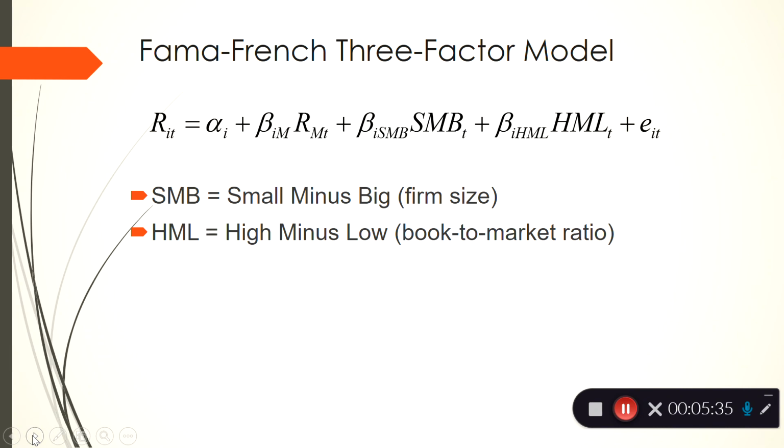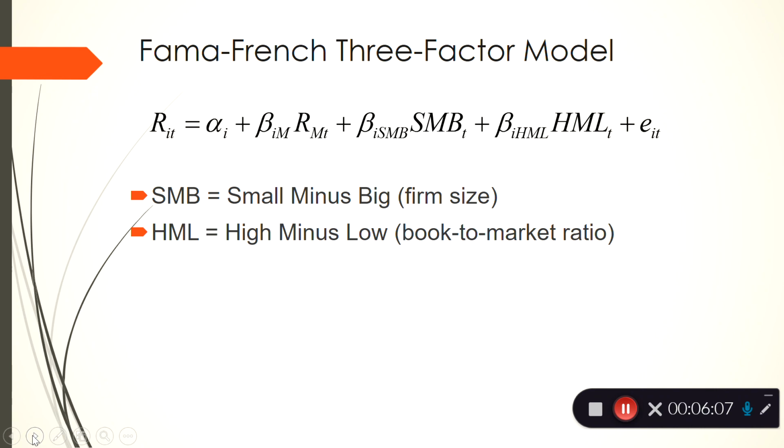The Fama and French three-factor model is a multi-factor model, and this says that the return on a stock I at time t is equal to alpha of I. So there will be some firm-specific alpha value, but this model doesn't make a prediction about whether on average the alpha will be positive or negative.